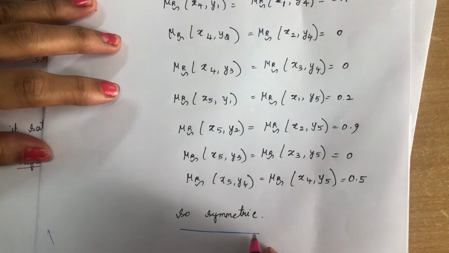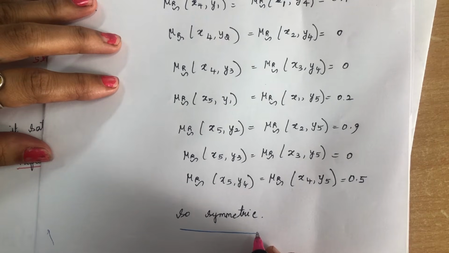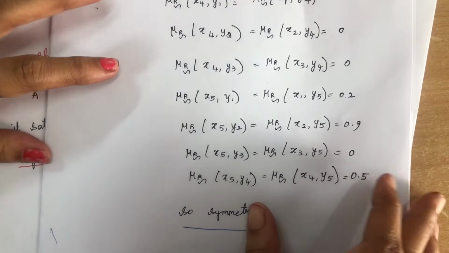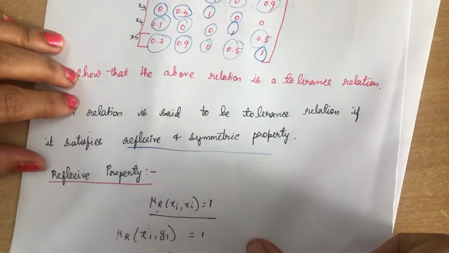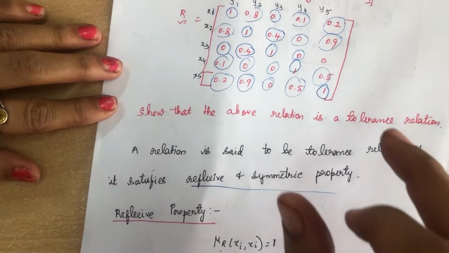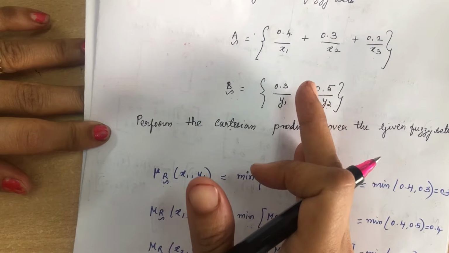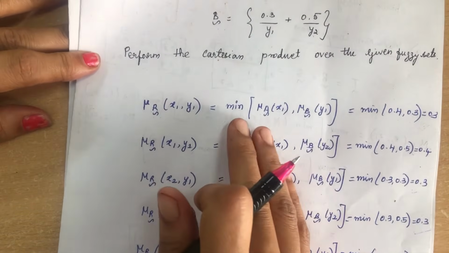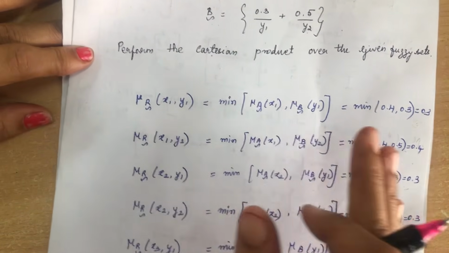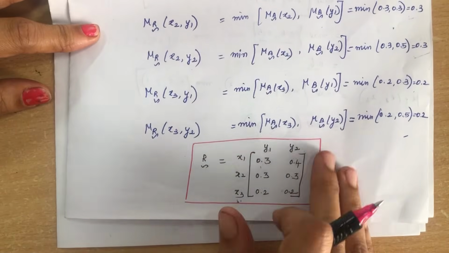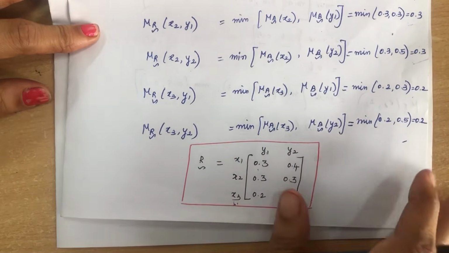symmetric. So if a relation satisfies both reflexive and symmetric, then we can say it is a tolerance relation. Okay, this is what they'll be asking you in fuzzy relations. You should know that if any two fuzzy sets are given, you need to know how to do a Cartesian product. In Cartesian product, you just find the minimum of two membership values, and you will get a matrix like this.